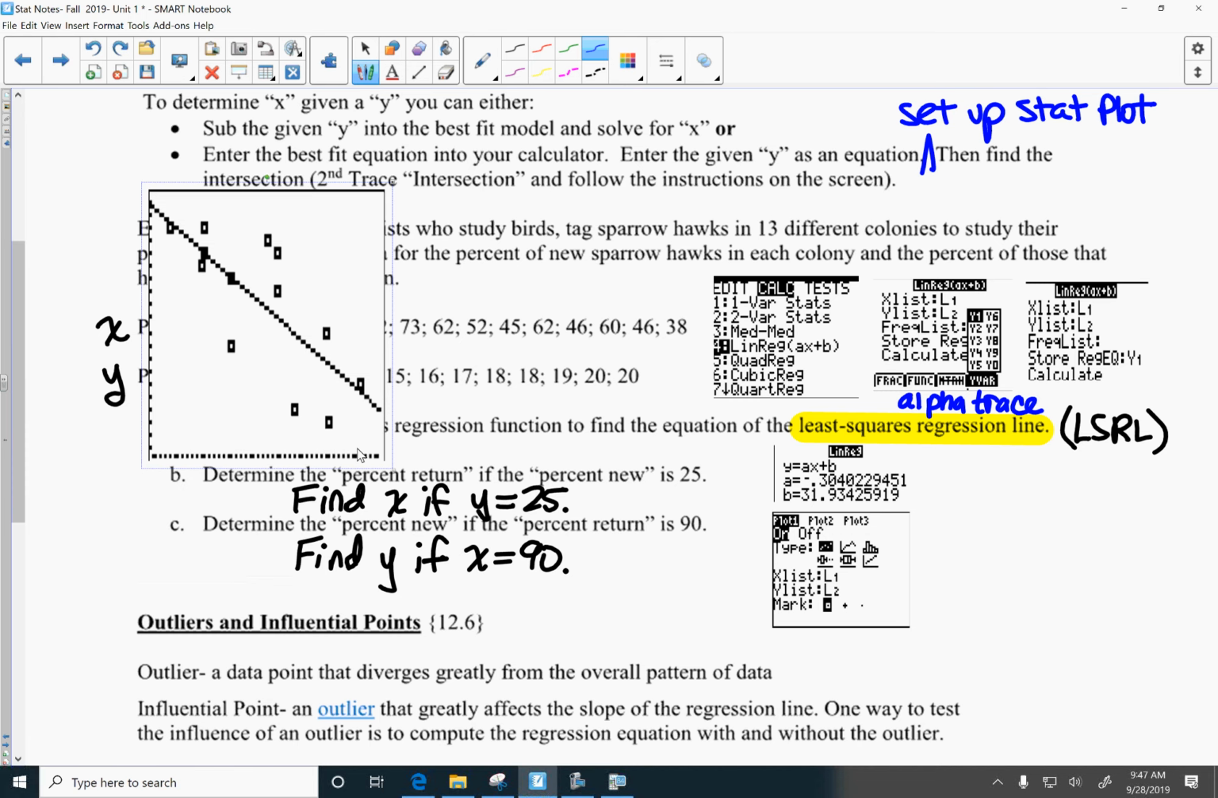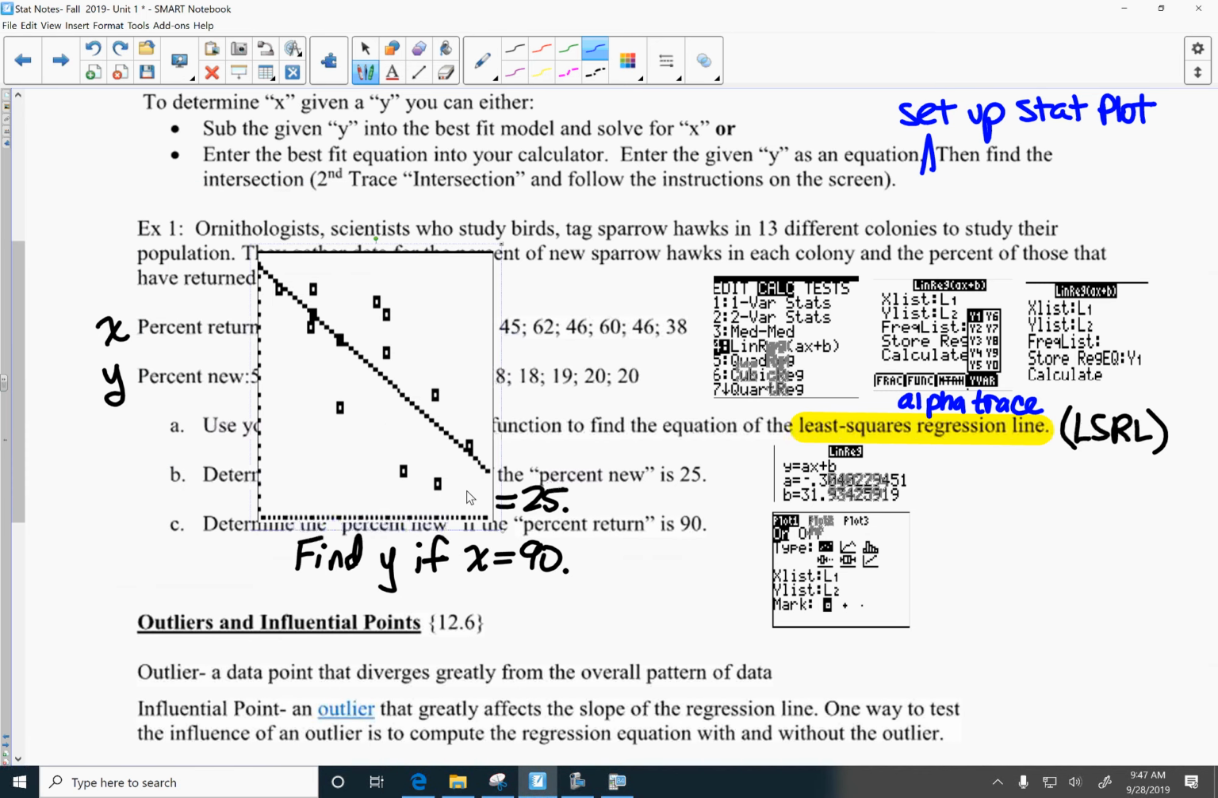So zoom stat. Oh, sorry, zoom, and then option 9 if you scroll down. Oh, there we go. Yeah.